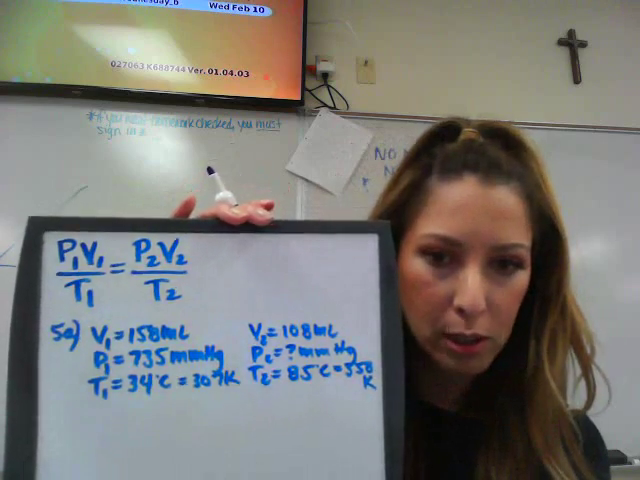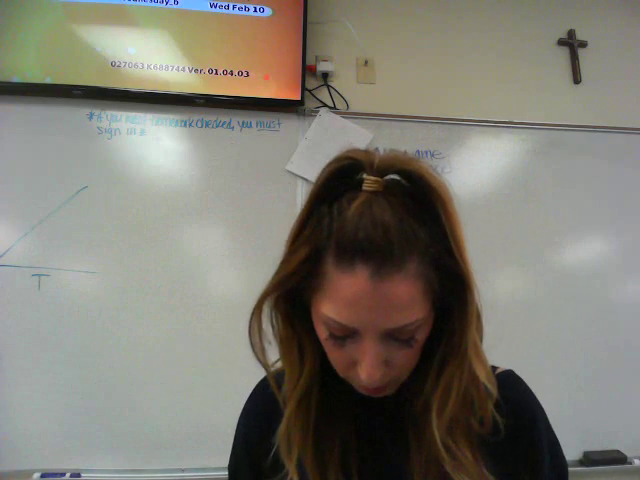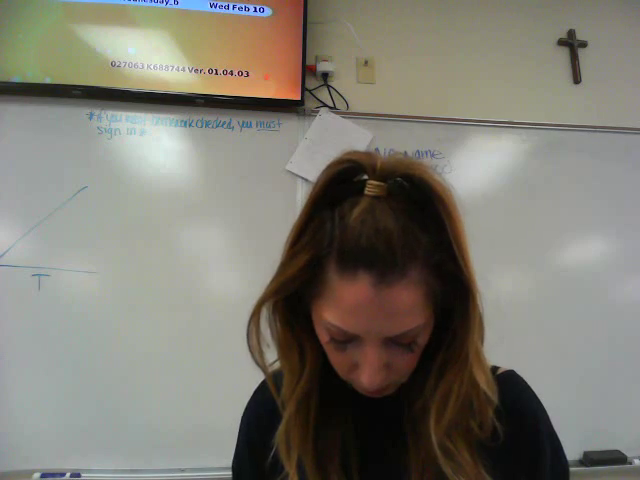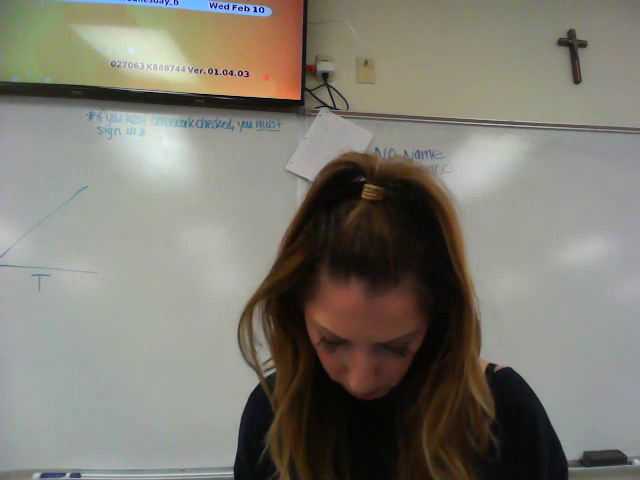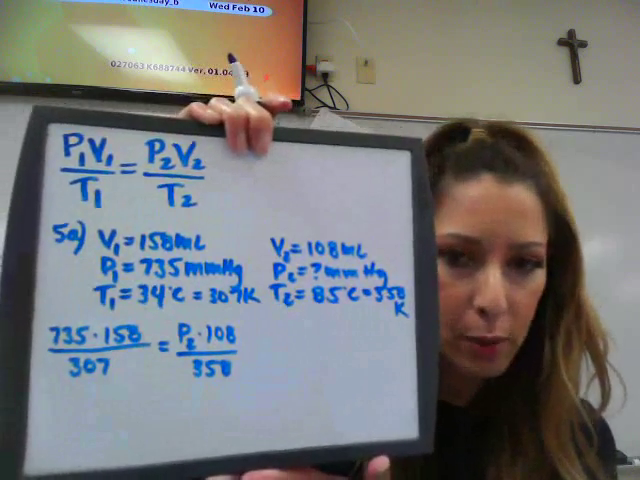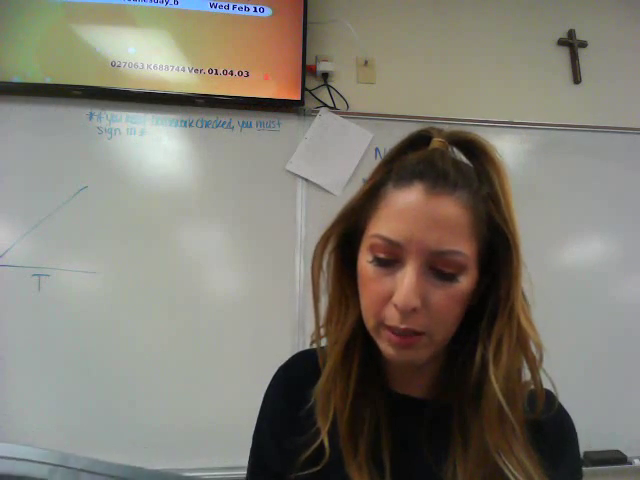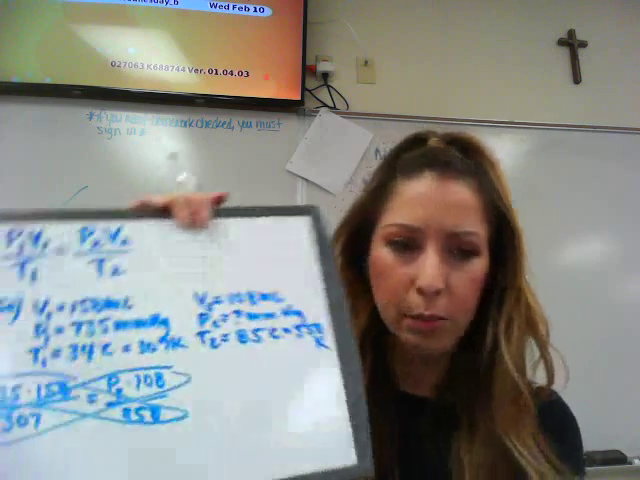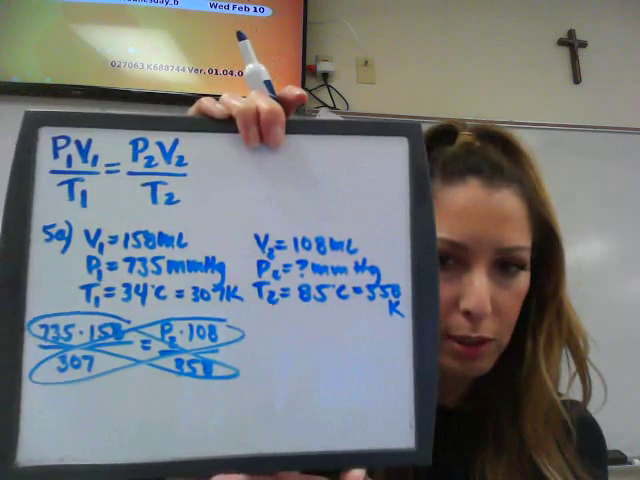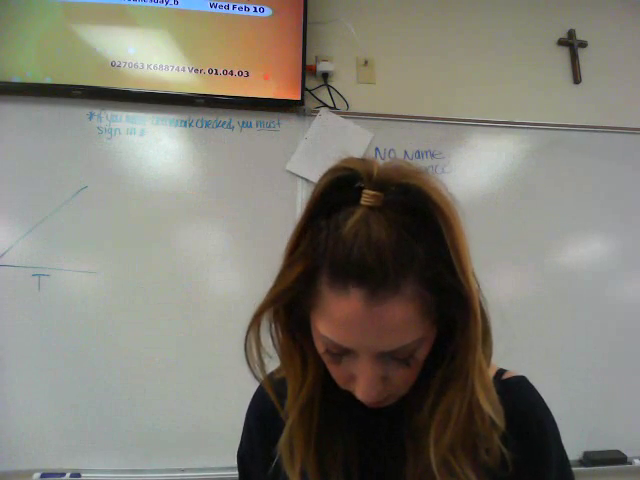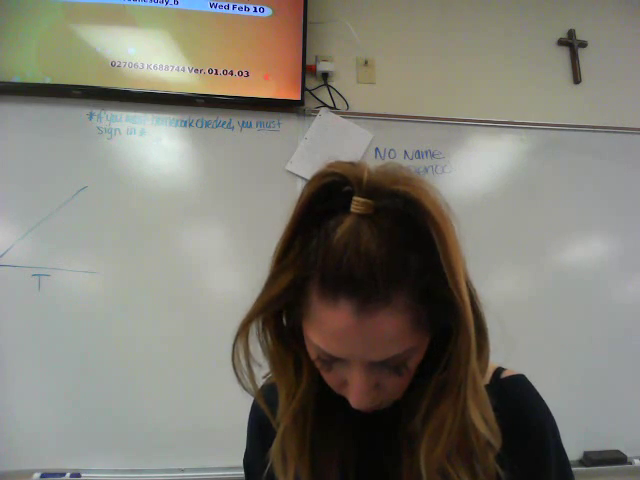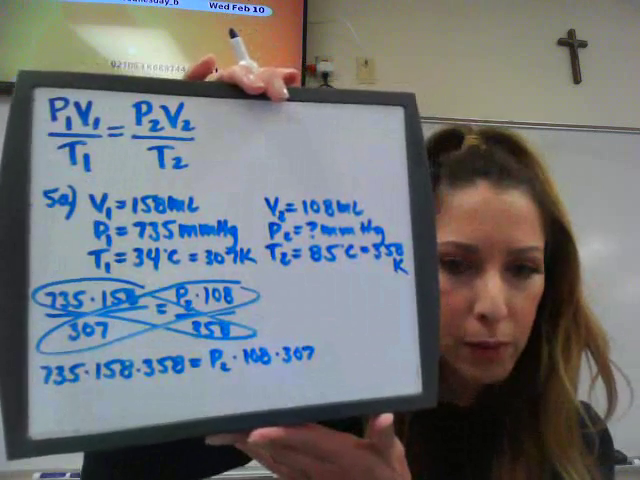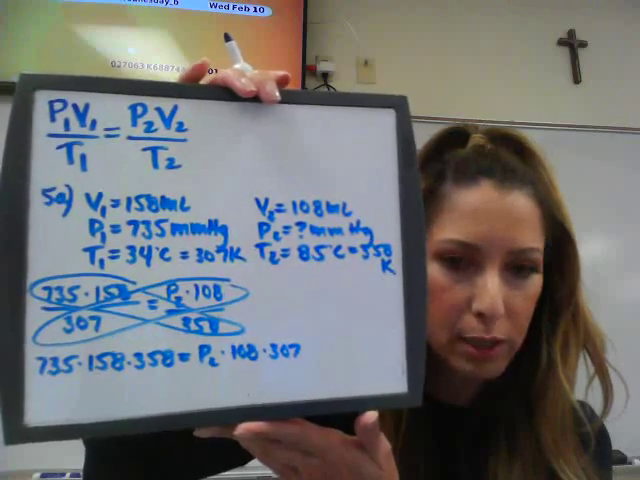Okay. So now that all of my units match, I can substitute all of the numbers into the equation and cross multiply. So here are the numbers in my equation, and you want to cross multiply, so we're going to multiply 735 times 158 times 358, and then set it equal to P2 times 108 times 307, and I'm going to write that out for you. So you cross multiply, and you get it set up like this, and then you want to solve for P2 by dividing both sides by 108 times 307.